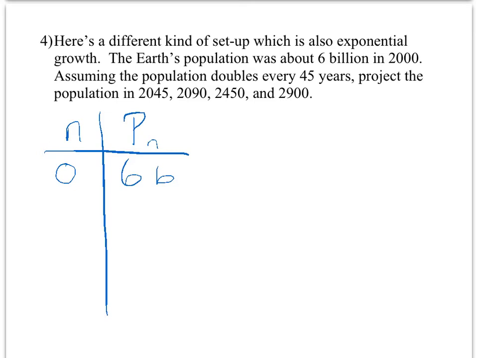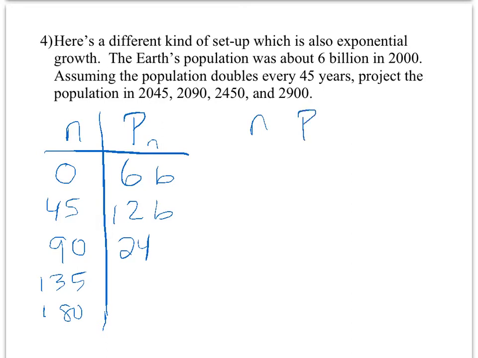And so 45 years later, in 2045, it's going to double. We'll be at 12 billion. And in 2090, it'll double again. We'll be at 24 billion. And I want to know what the population would be in 2450. So I could just work my way down the table till I get to 2450. So let's see, 90 plus 45 is 135. Plus 45 is 180.